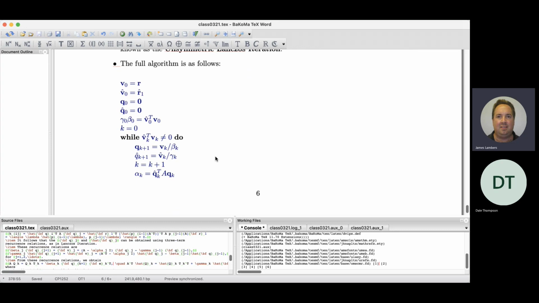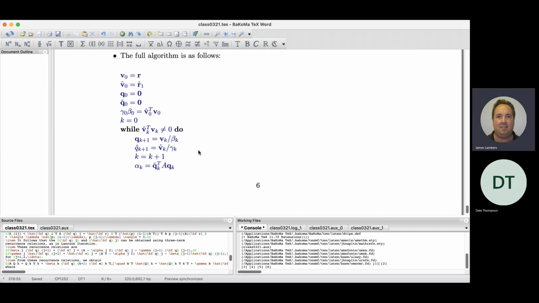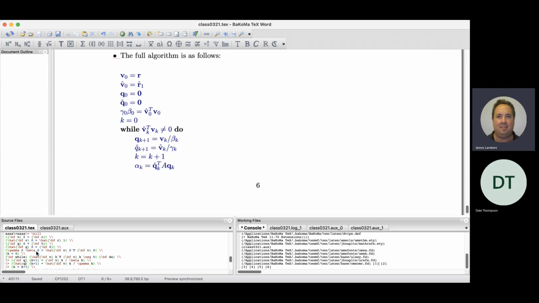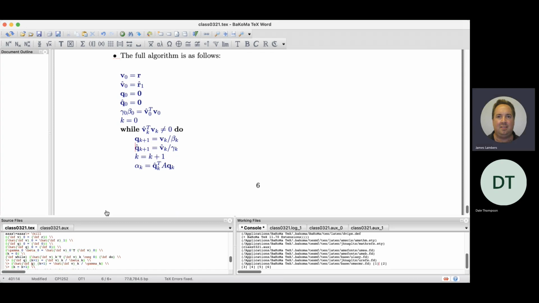So this is the full unsymmetric Lanczos algorithm. Oh, that should be bold. Whoops. Okay.